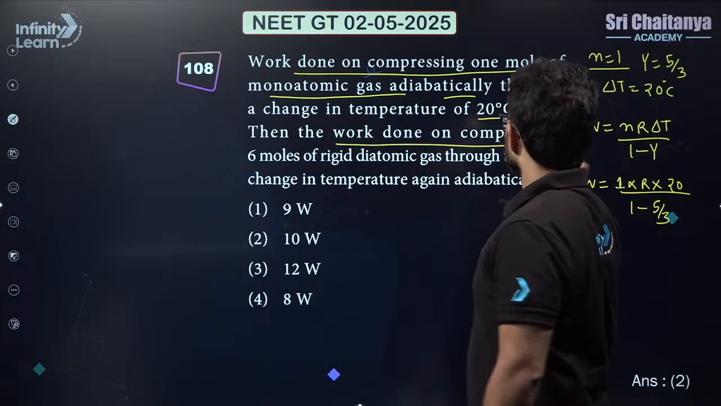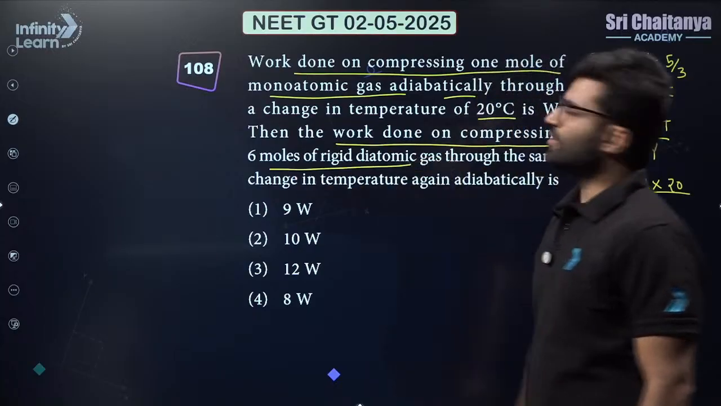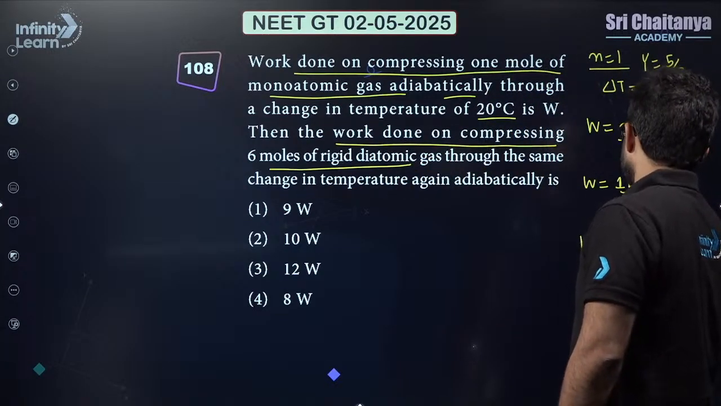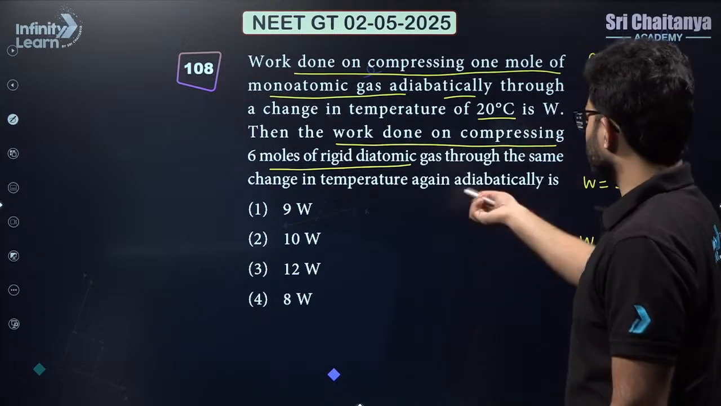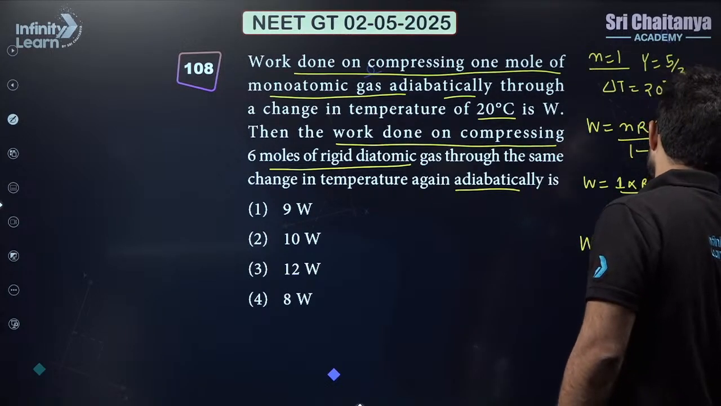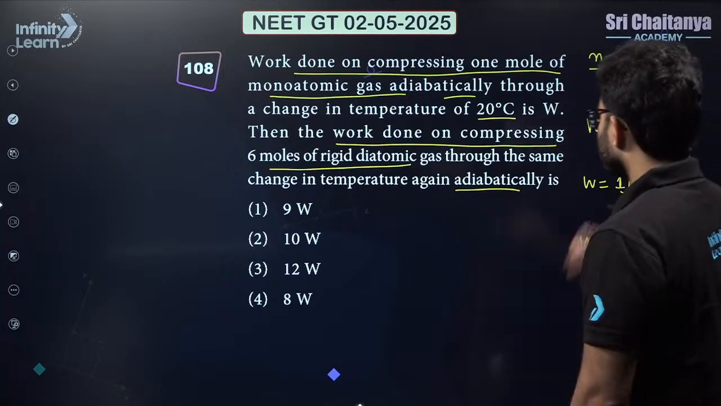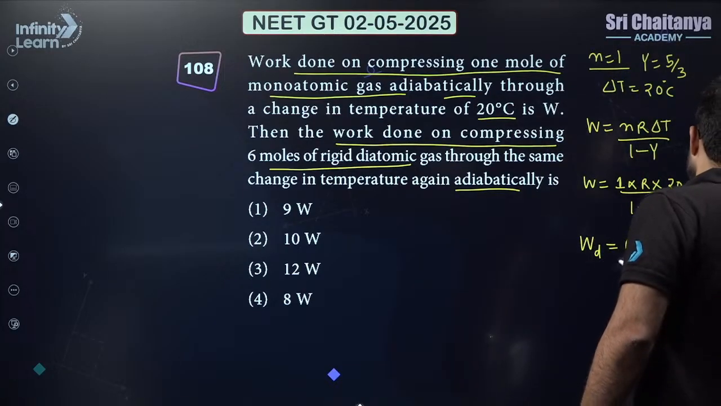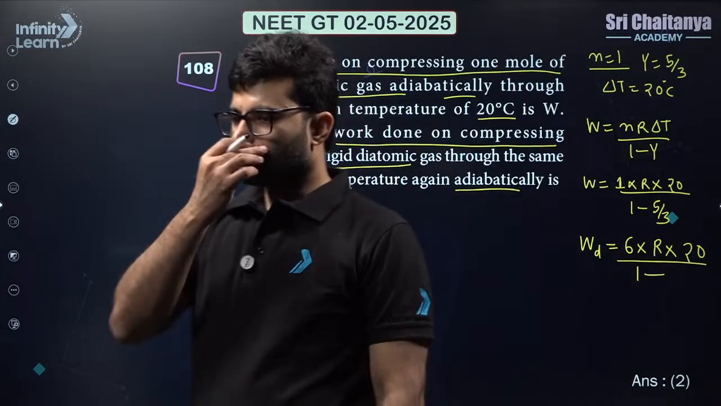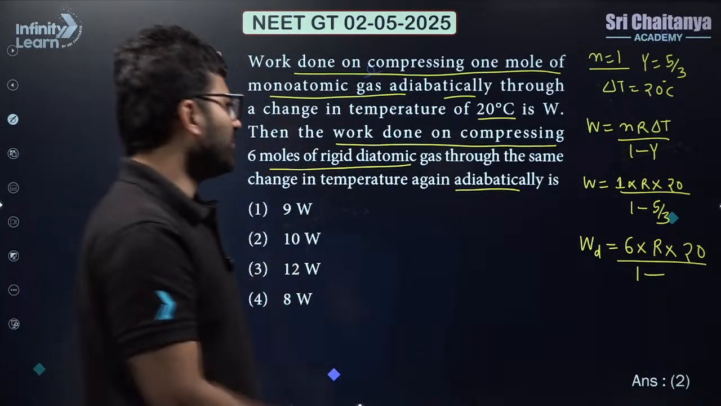Again, the work done on compressing 6 moles of rigid diatomic gas. So work done for diatomic gas would be again the same adiabatic process. Just the number of moles will change, 6 into R into the same change in temperature, which is 20, divided by 1 minus gamma. What is gamma for diatomic gas? Yes, what is gamma for diatomic gas?